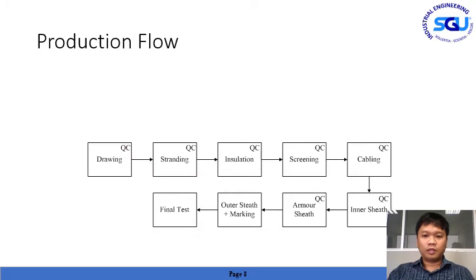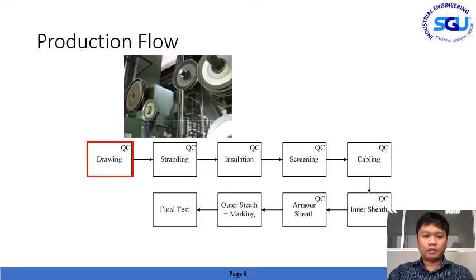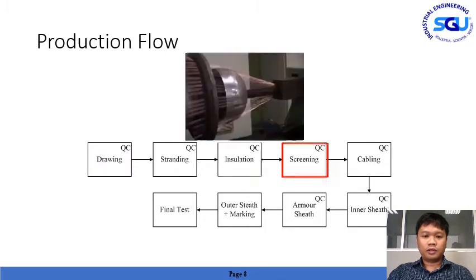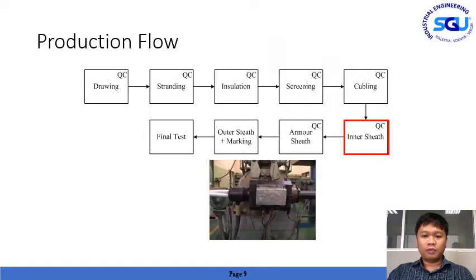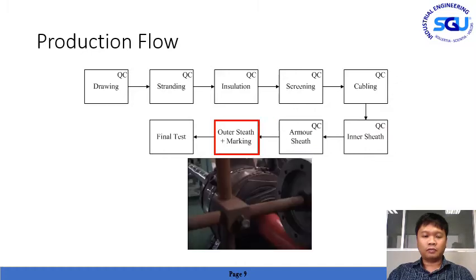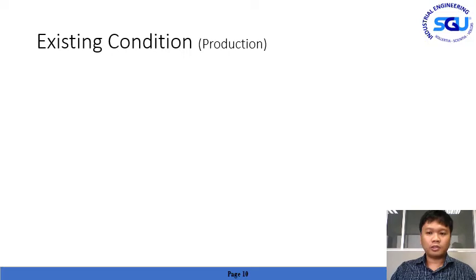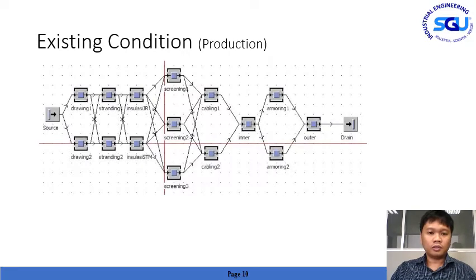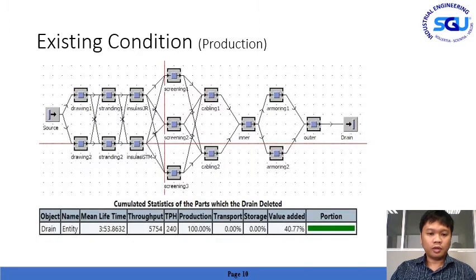So the production flow in the company starts with drawing, and then stranding, insulation, screening, cabling. It continues with the inner sheath, armor sheath, outer sheath, plus marking, and then the final test. The existing production level of this company is developed using Technomatix simulation. We use secondary data from several workstations, and then we simulate it, and we find that the throughput for one day is less than 6,000 meters per day. So this is the first problem.